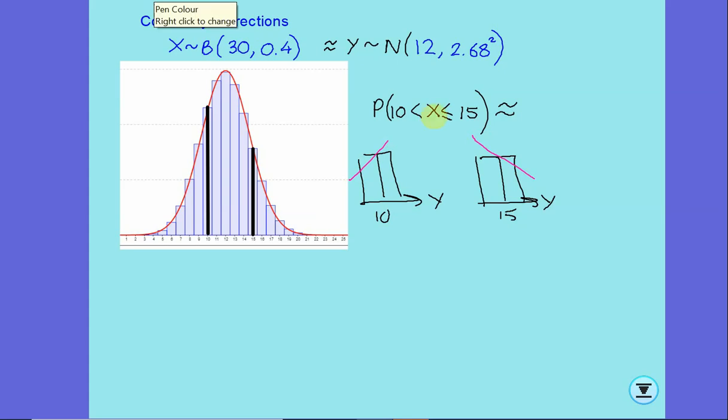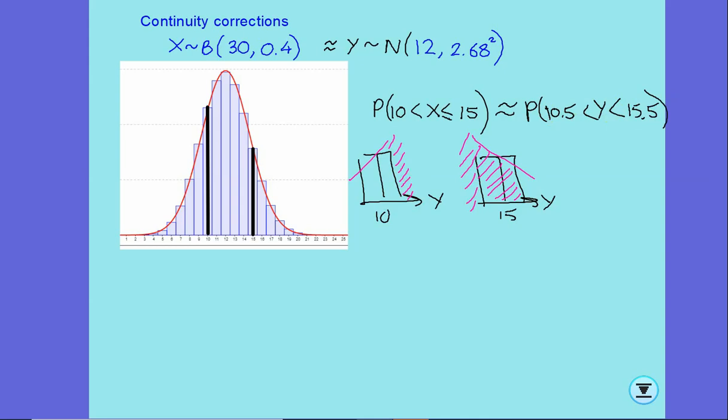I want it greater than 10, so we're looking at this side, not the box. I want it less than or inclusive of 15, so I want less than 15, but I also want including 15, so I enter the box and I go all the way through the box. So this is the same as saying up to 15.5 and as low as 10.5. So this is what we call a continuity correction to solve this problem. Okay, you can't just use the same numbers.